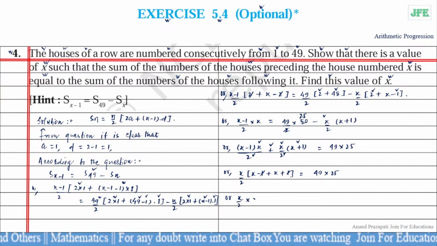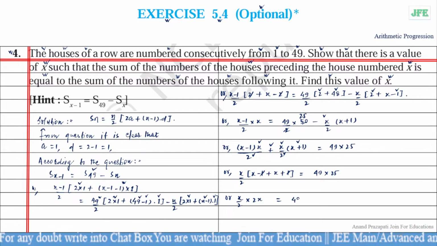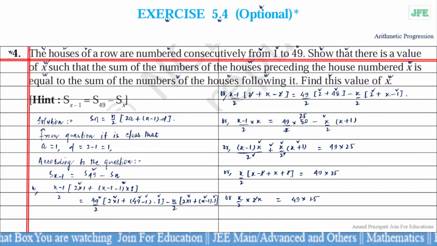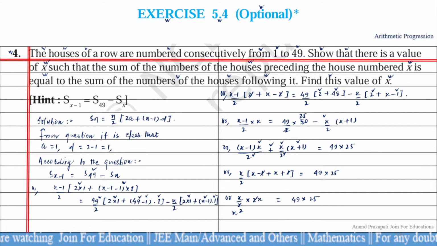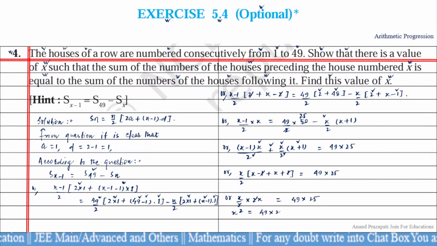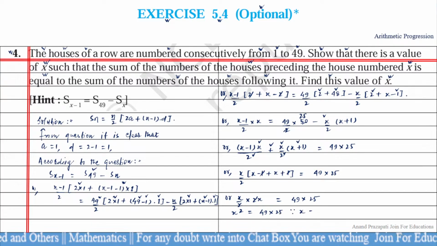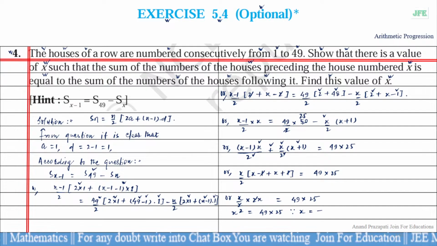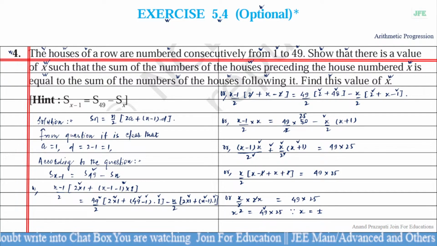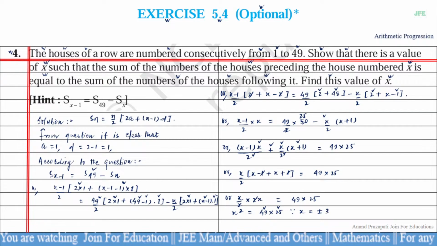2x equal to 49 into 25. We cancel out 2, then we get x square equal to 49 into 25. Therefore x equal to plus minus square root of 49 is 7, and square root of 25 is 5, so plus minus 35.